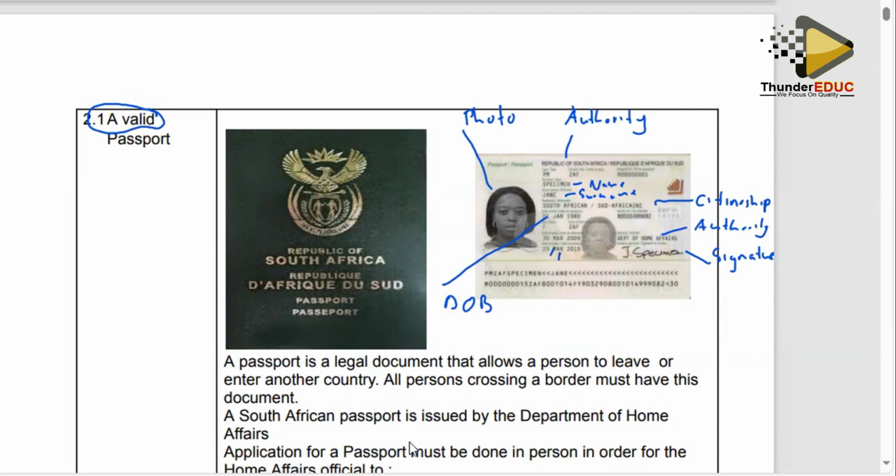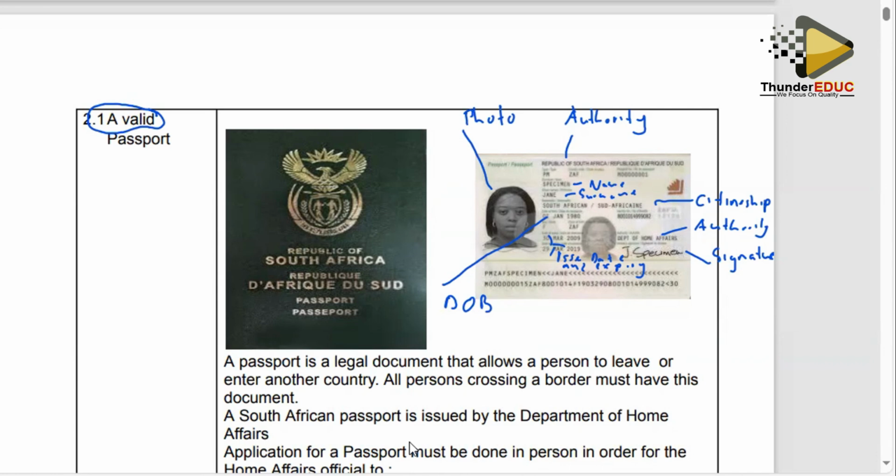Then we have the issue date and expiry date. In this case, we have two things. We have the issue date and expiry. So bear in mind that the day when you applied for your passport, or the day when the passport was issued, also appears there. Then also the expiry date, when it's going to cease to be valid, also appears there.